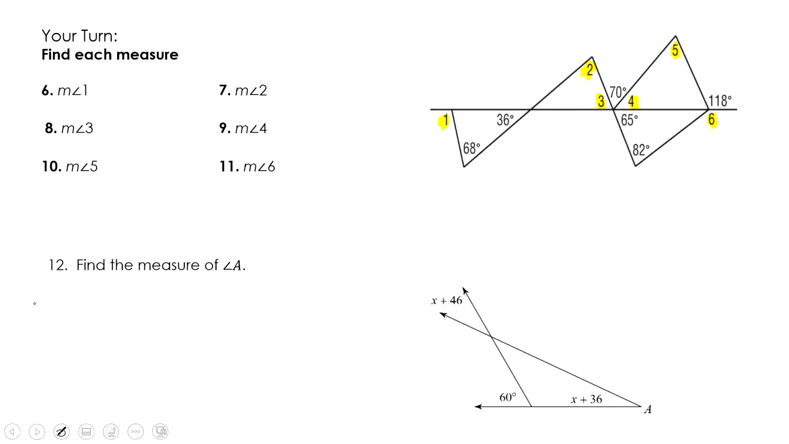And then the third one, number 12 there, just find out what the measurement for angle A is. Remember what we have going on there. See if you can piece that together. Enter your answers in the Edpuzzle, then come back and check and see how you did, like always.